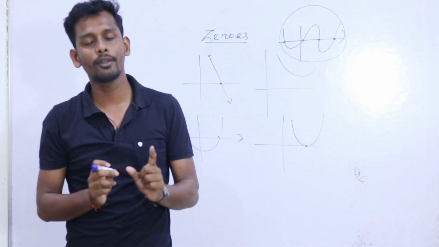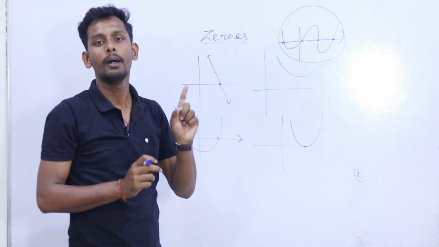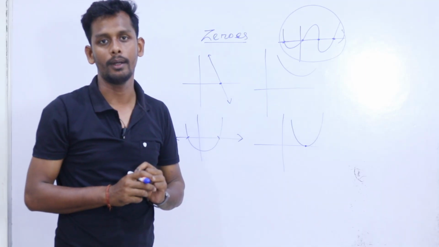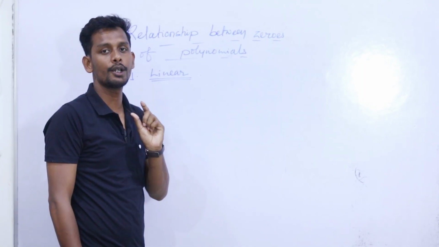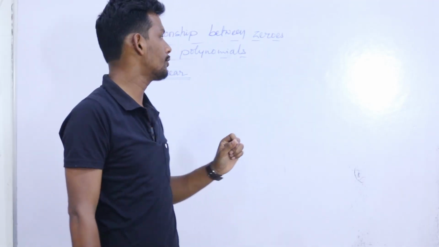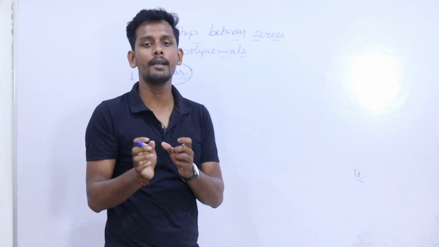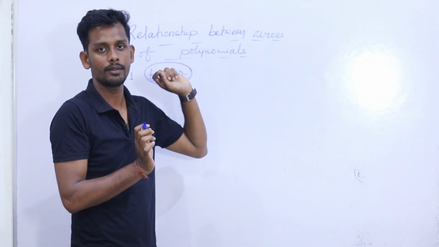Clear? So this is the method by which you can find the number of zeros of a polynomial by representing it graphically. Okay. So now we will discuss the relationship between zeros of a polynomial. First we will discuss linear polynomials: how can you find the zeros? That we will discuss first. Then we will discuss the relations.